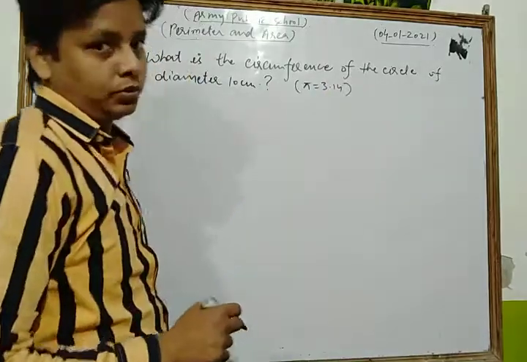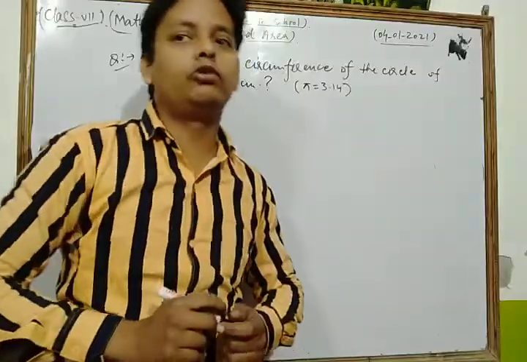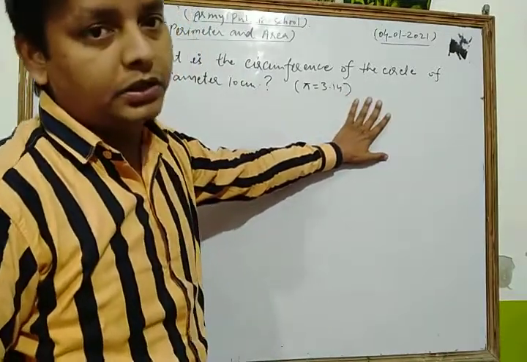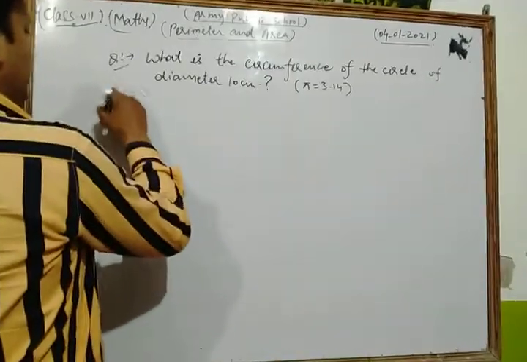This is mentioned in our question. If not mentioned, then we take the value of pi as 22/7. If mentioned, then we take the value of pi as what? 3.14. Okay, now let's see its solution.